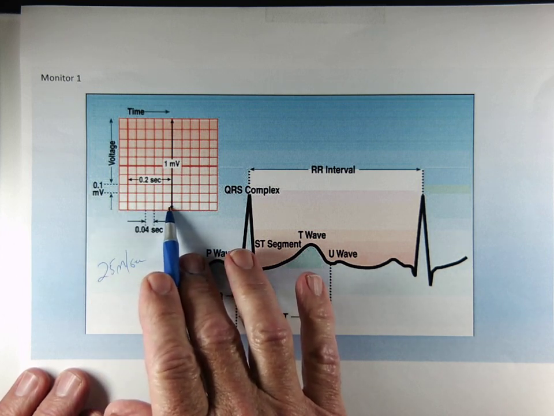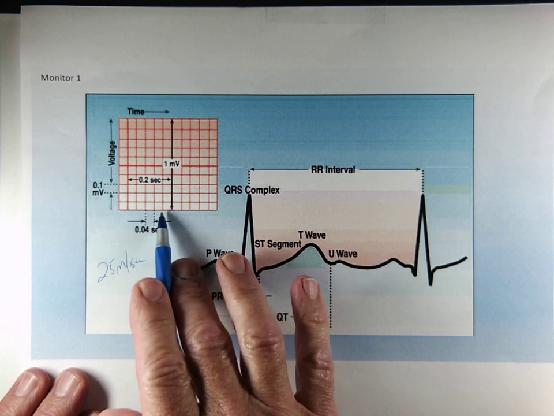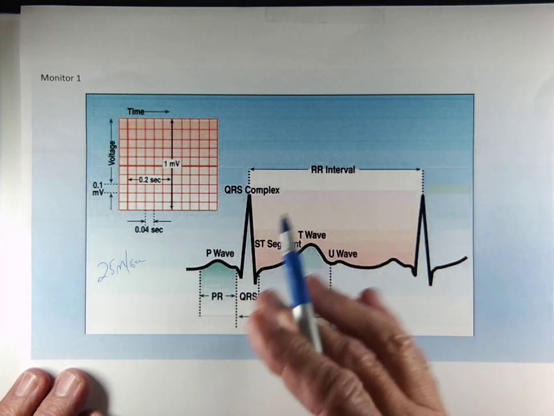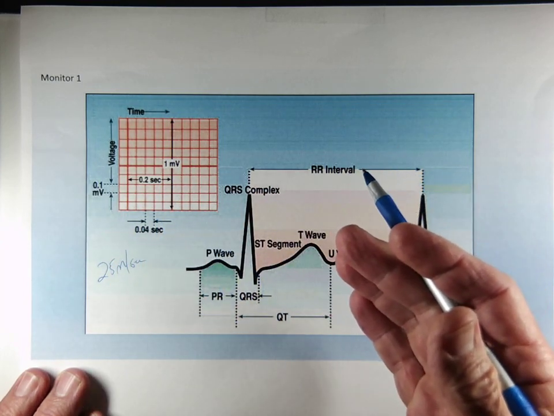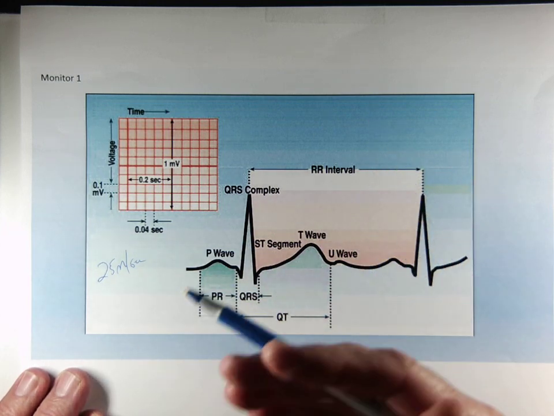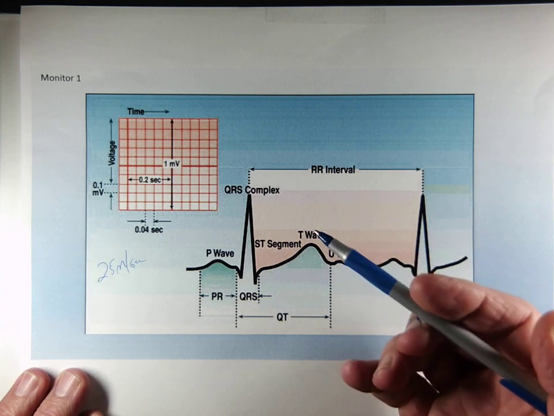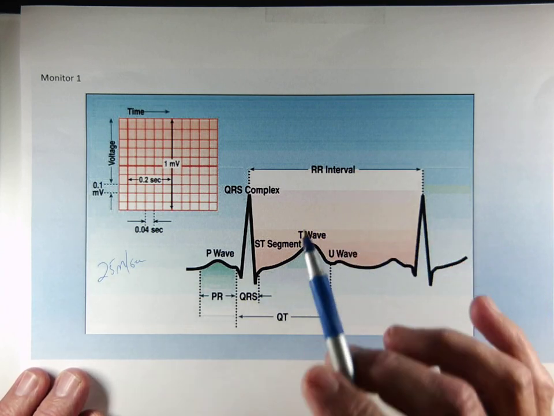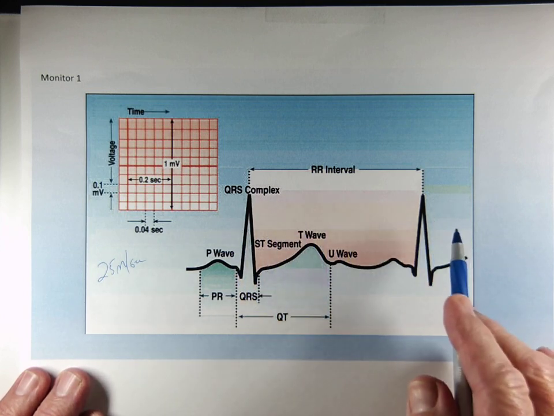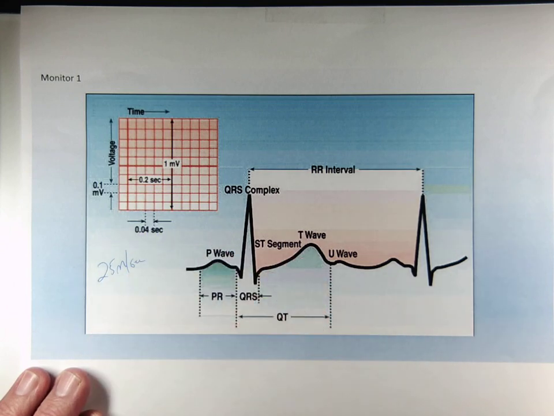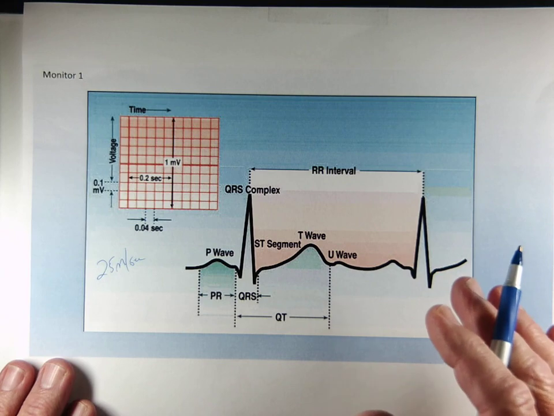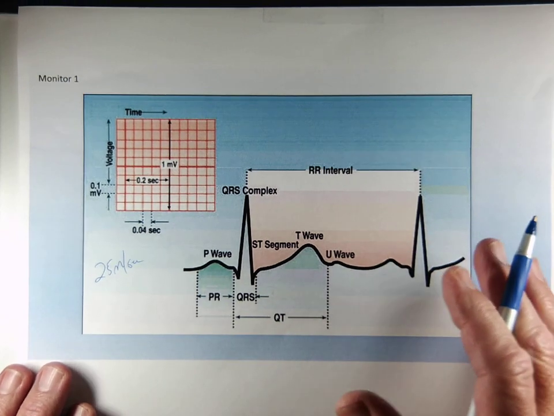That's 0.2 seconds, right? So 5 large boxes make 1 second. 15 large boxes make 3 seconds, and 30 large boxes make 6 seconds. And that 6 seconds is important because that's one of the techniques you'll learn to determine the heart rate on an EKG. If you know that 30 boxes is 6 seconds, okay?